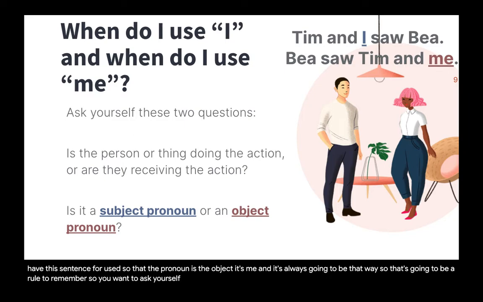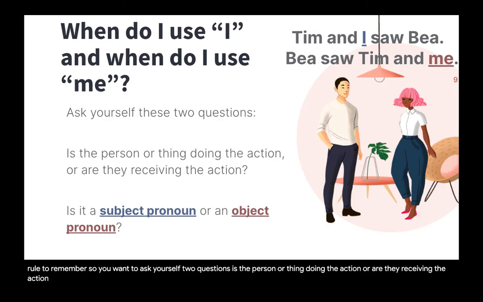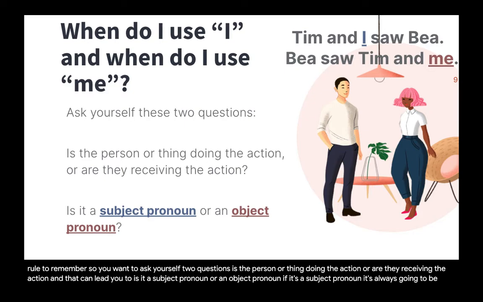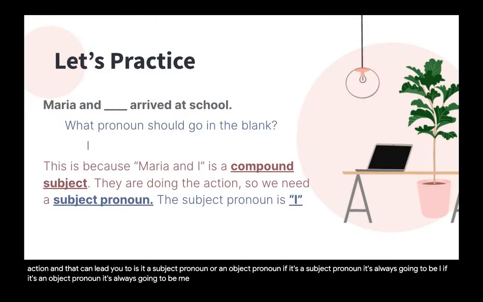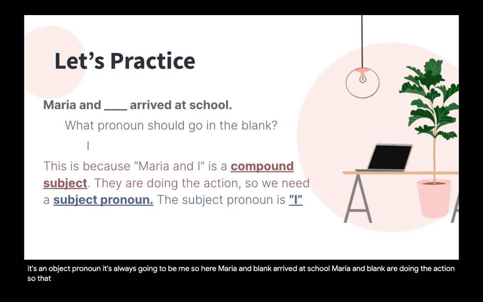So you want to ask yourself two questions. Is the person or thing doing the action, or are they receiving the action? And that can lead you to, is it a subject pronoun or an object pronoun? If it's a subject pronoun, it's always going to be I. If it's an object pronoun, it's always going to be me. So, here, Maria and blank arrived at school. Maria and blank are doing the action, so they are the subject pronoun. So we are going to use I.